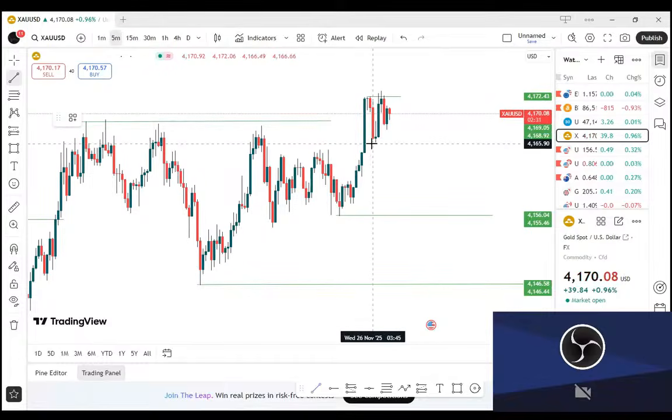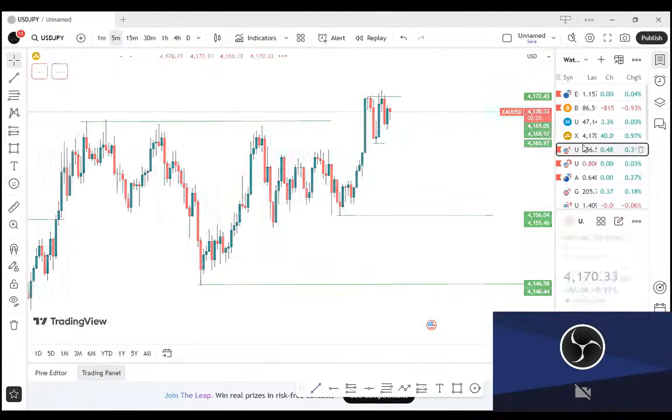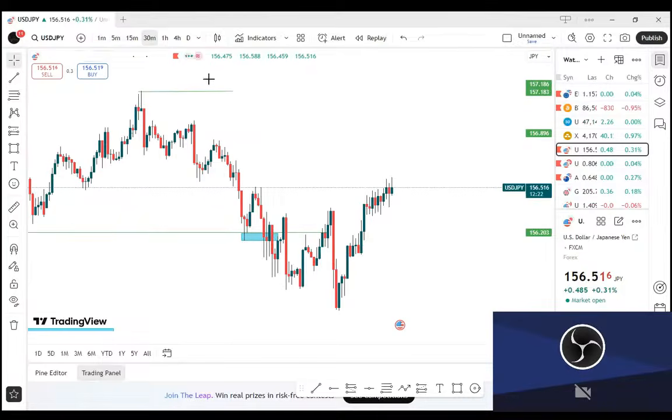Then we'll have USD/JPY. USD/JPY, let's go straight down to the 30 minutes time frame. Let me clean out all the analysis so that it will look neat.